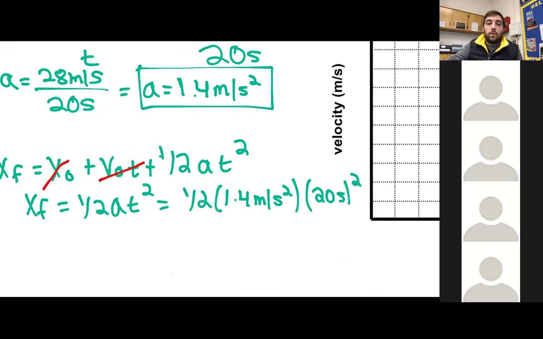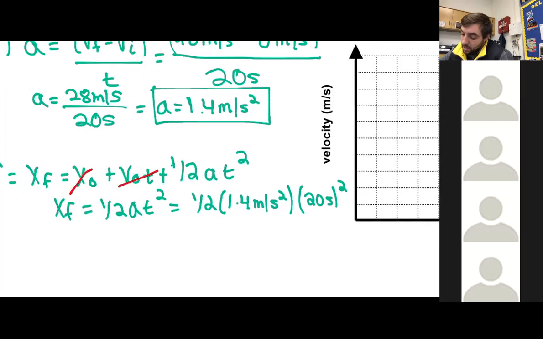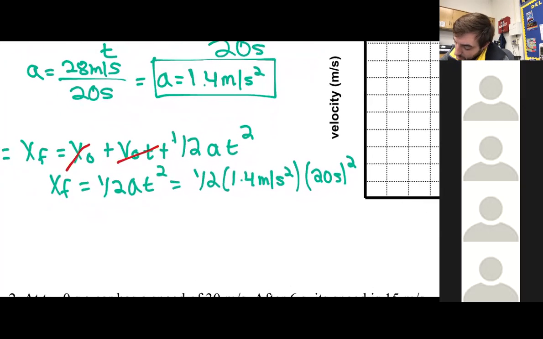Now 20 squared, do a little math, you have to square the 20 first. 20 squared equals 400 times 1.4 meters per second squared is 560. Times 1/2, sorry, equals 280 meters traveled.